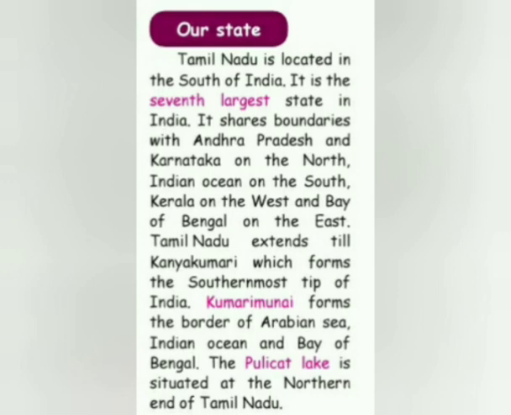on the east. Tamil Nadu extends till the Kanyakumari, which forms the southmost tip of India. The Kanyakumari forms the border of Arabian Sea, Indian Ocean and even Bay of Bengal at the tip. The Pulicat Lake is situated in the northern end of Tamil Nadu, which also forms a boundary for the state.